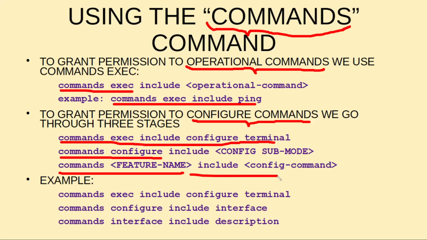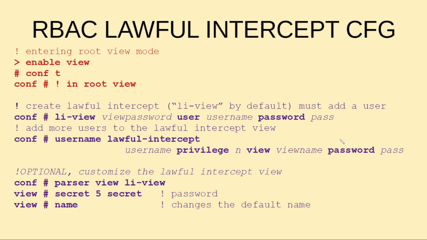There are dozens of these feature names. As an example, in order to let a view change the description of interfaces, these will be the commands. This is how to configure lawful intercept views. However, remember that this is only needed if you are managing a service provider network.